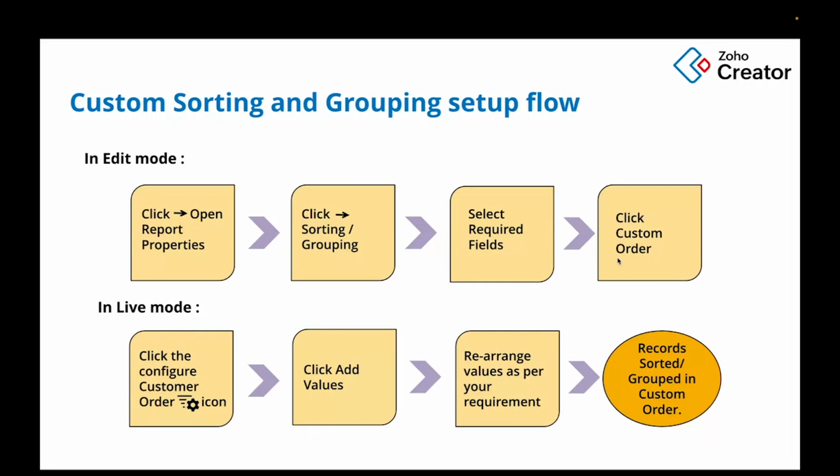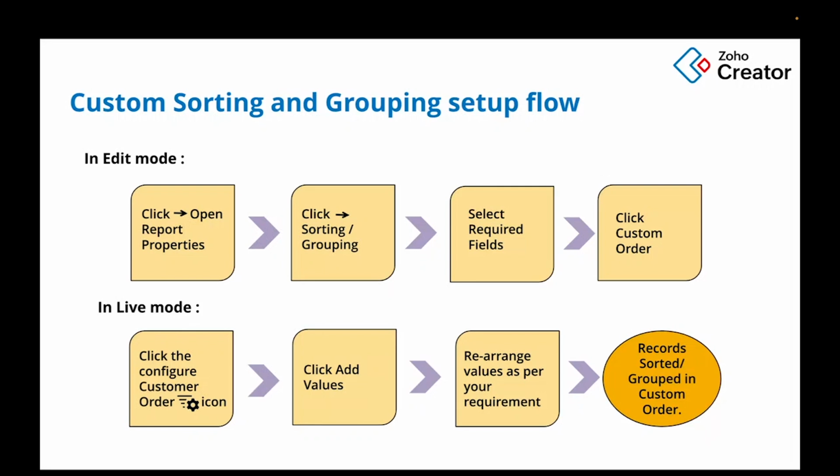Now, first you will go to the edit mode of your application, the edit mode of the report, and then you will click on open report properties. Then you will click on sorting or grouping. Once you click on it, you will select the required field, the field based on which you want to group or sort the records. And then we have the custom order, which is the new release.